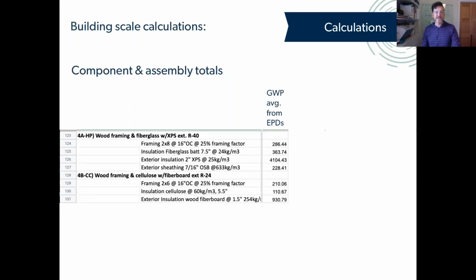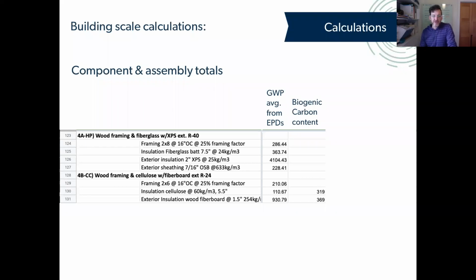So for these two wall systems, wood frame with fiberglass and XPS on the outside, and wood framing and cellulose with fiberboard on the outside, you'll see here that the R factors of the walls are different. So these two wouldn't be directly comparable. I just clipped these out, but I also compared an R40 wood frame and cellulose. So you get the totals for each material.